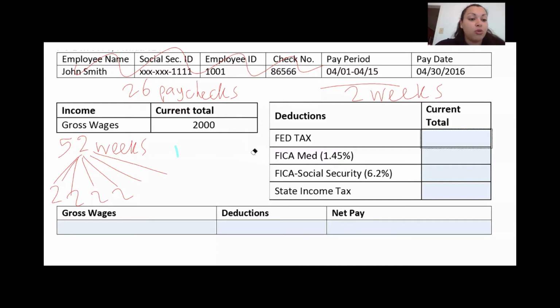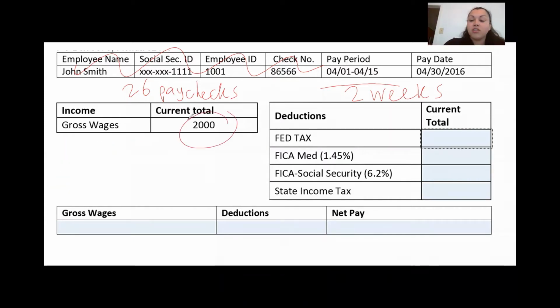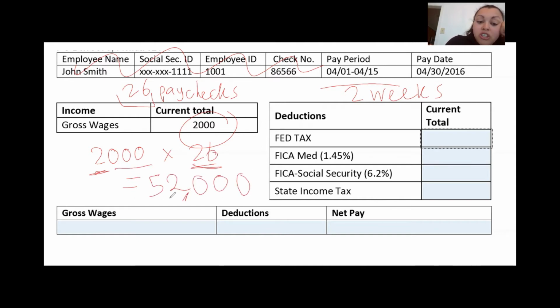In this paycheck, their gross wages or their gross income is $2,000. That means that every 2 weeks they get $2,000. So if I know that every 2 weeks they get that and they're going to get 26 of these, if I want to find the total salary that they would have gotten on paper, I'm going to multiply 26 by 2,000. So all I have to do is 2 times 26, which results in 52, and there are 3 zeros. So this person has a salary of $52,000.